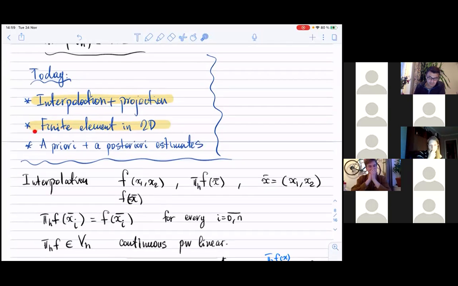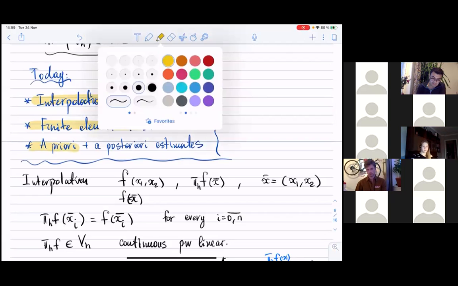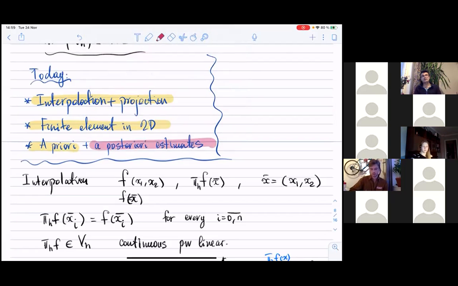Then we continued with finite elements in 2D. It's the same formulation, but we have to be careful with the boundary term, because on the boundary we have to take the normal derivative. So there's some new stuff on that. And today, we could say something about a priori estimate, but a posteriori estimate is left. So I think we will continue next time with how to do basic a posteriori estimate in 2D.